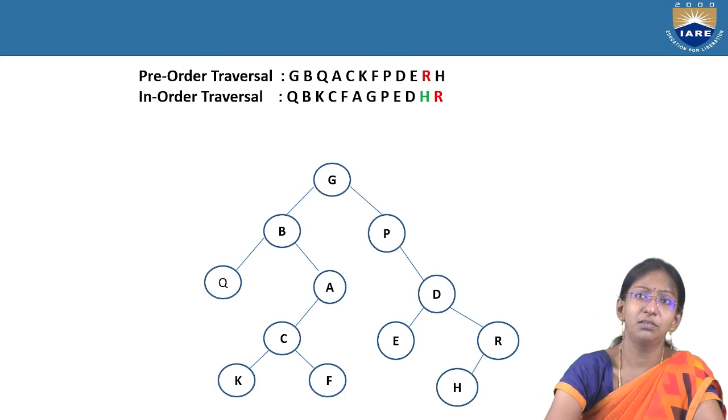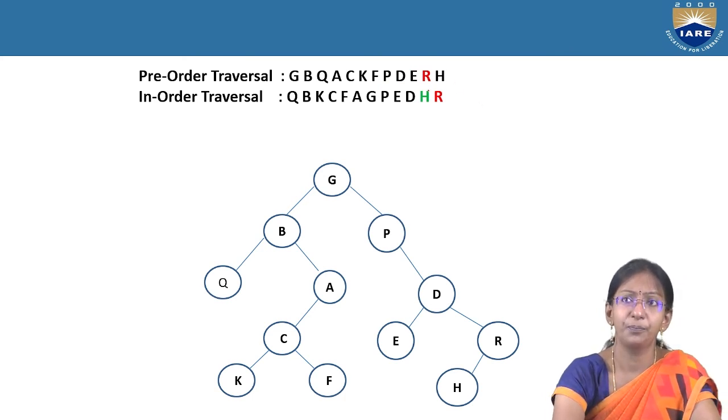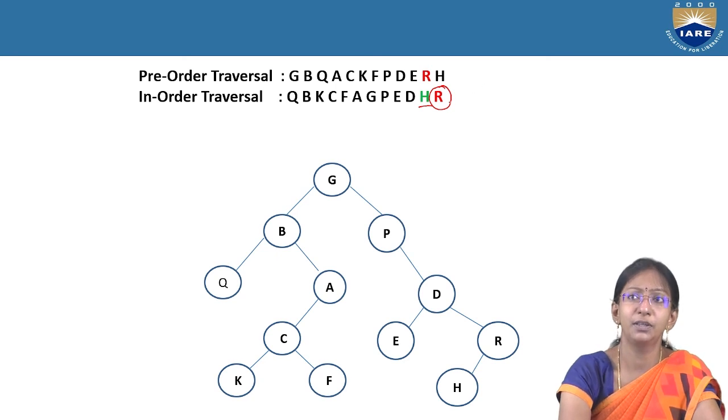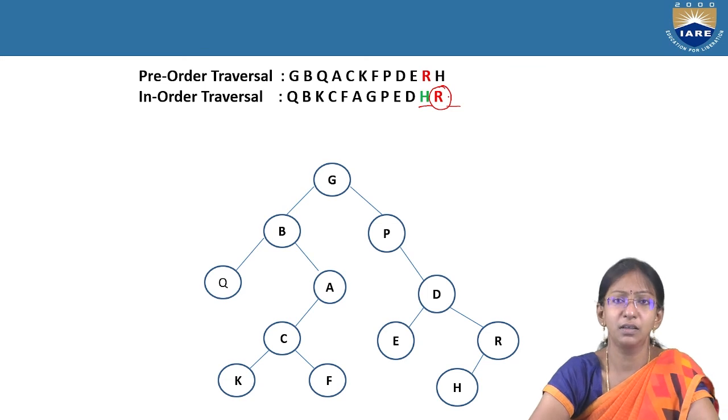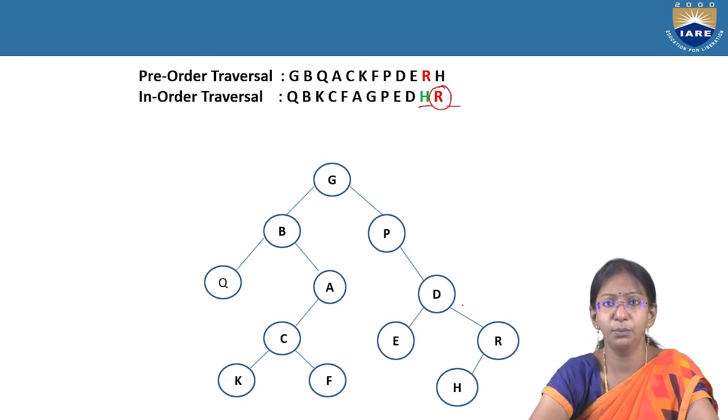Next element to be considered in preorder is R. Where is R located in inorder? Here it is. What about the left child of R? H. H has not been taken yet. So we can split R and H. So R will be acting as the parent and H will be acting as the left child. Do you have any further elements on the right side of R? No. So R is a node which has a single left element but not any right element.